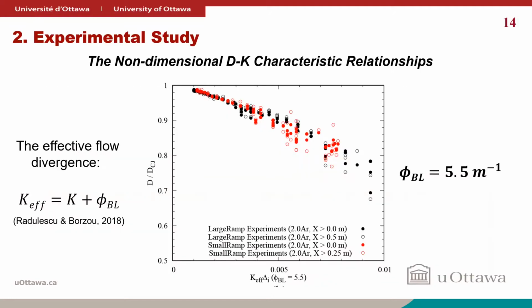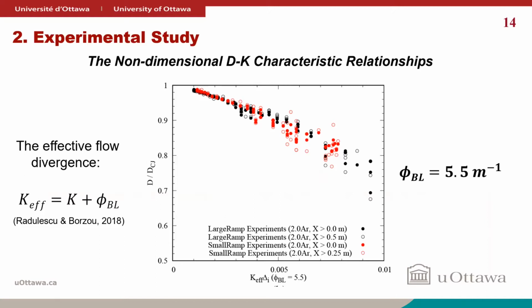In the ramp experiments, the total flow divergence includes two parts. The first comes from the geometrical area divergence of the ramp, and the second one is due to the boundary layer induced flow divergence from the lateral side walls.